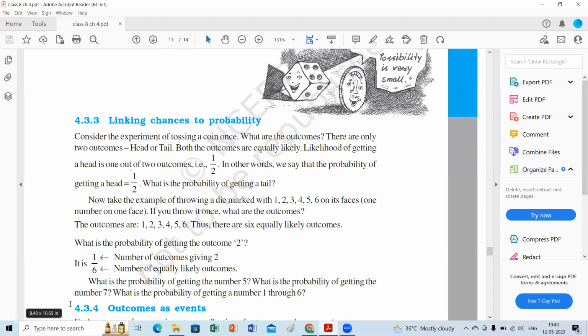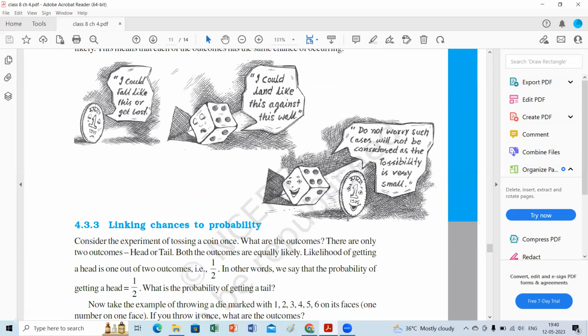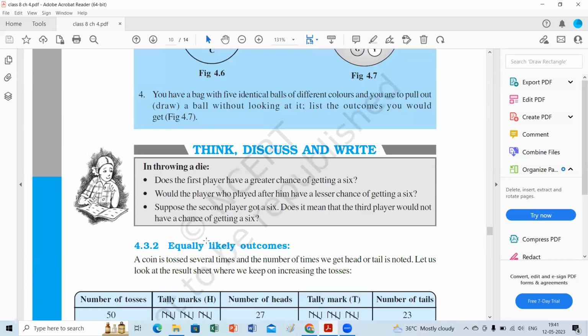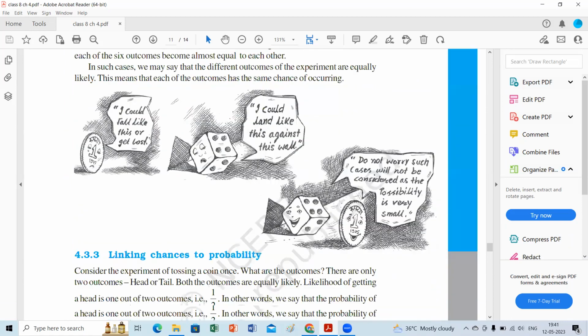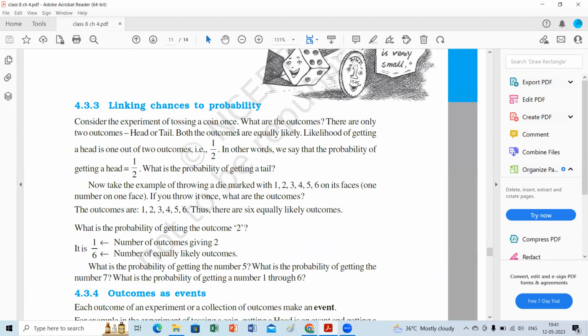Next, coming to what is equally likely. The keyword from all these points is that equally likely means multiple times: if you do an experiment, what is the outcome? The outcomes are equally likely. Next is linking chances to probability. How do we link chance to probability? Just before, Hari Karthik asked, ma'am, is there any difference between chance and probability?